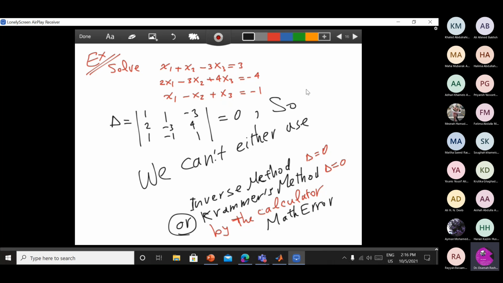And even if we go for the mode, go for equation, go for ax plus by plus cz equal to d, and input this one, it will give you a math error. So we should have a new method.